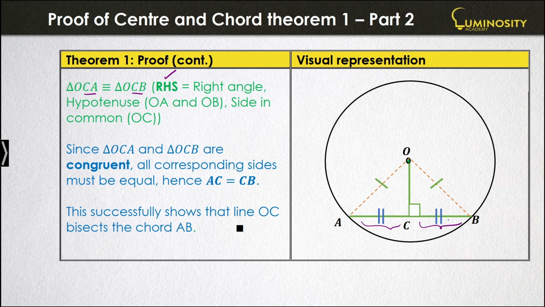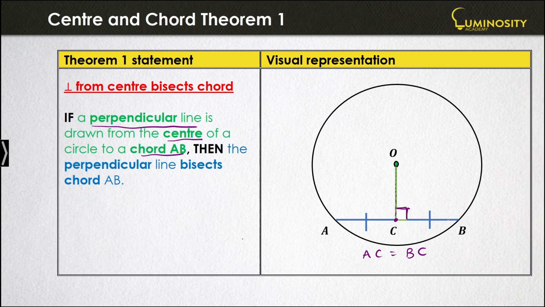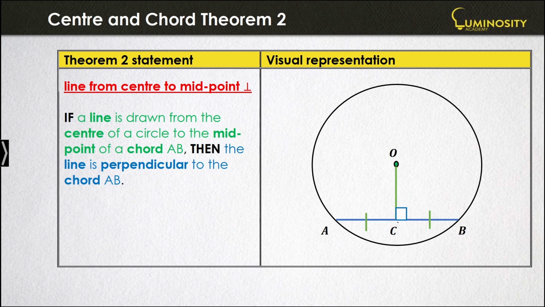Okay, so that is the proof of the theorem that a perpendicular line from the center point to a chord bisects the chord. Next, we have the converse of the theorem. That is, a line from the center to the midpoint of a chord bisects the chord perpendicularly. Okay, so what does that mean?